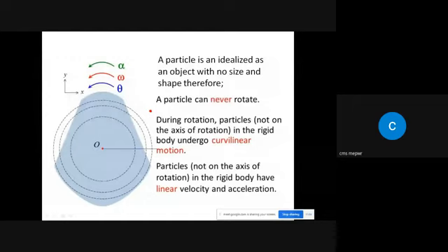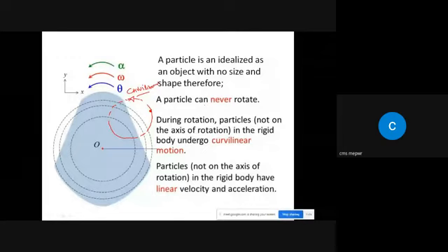Rather, it follows some curved path, and we know that if a particle follows a curved path, that motion is known as curvilinear motion. So as a whole, the rigid body will have rotation, but the different particles on the rigid body will not have rotation. They will undergo curvilinear motion. So during rotation, particles not on the axis of rotation in the rigid body undergo curvilinear motion.